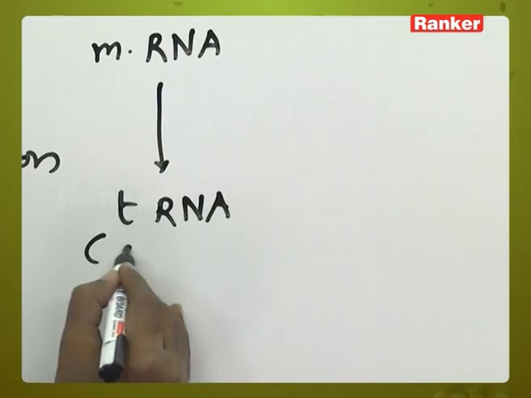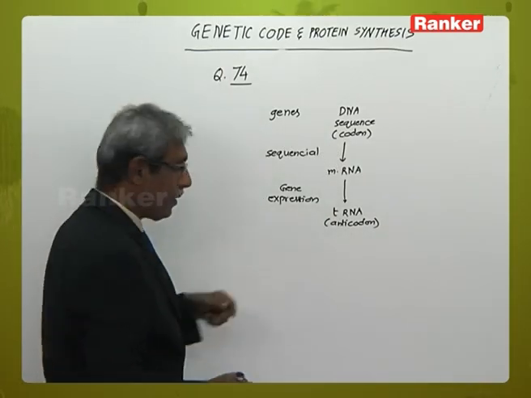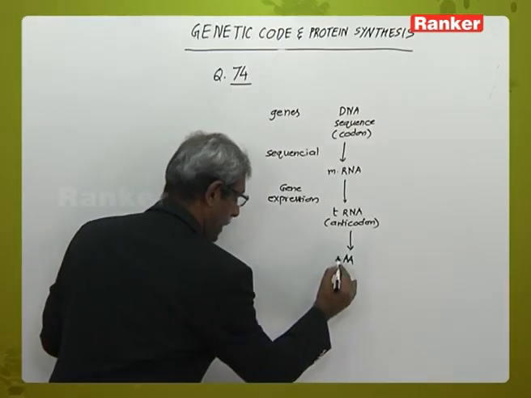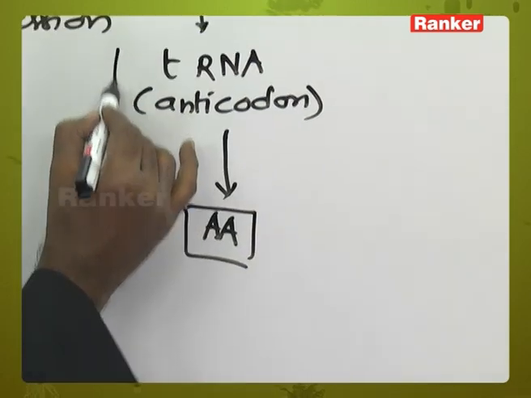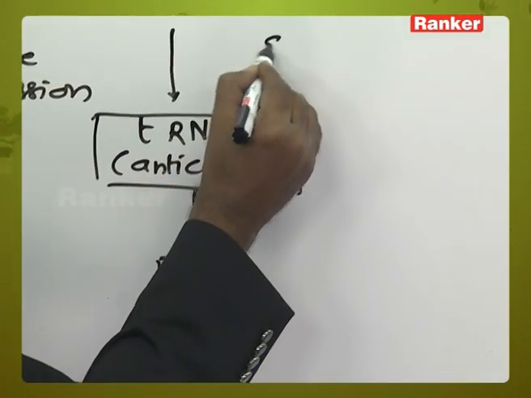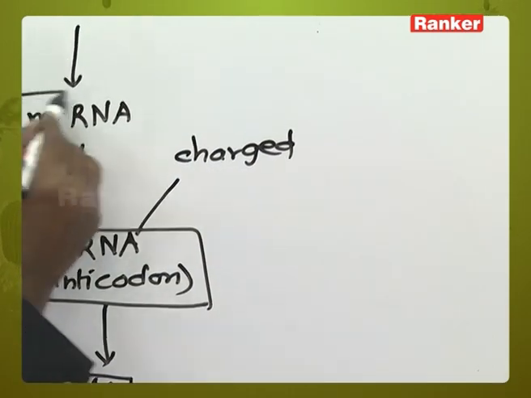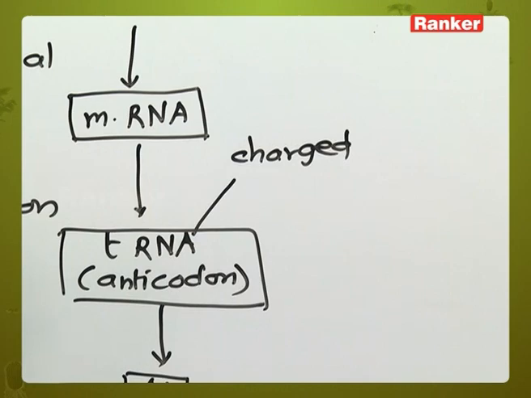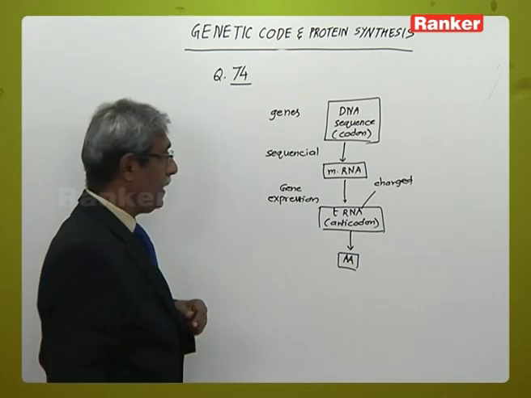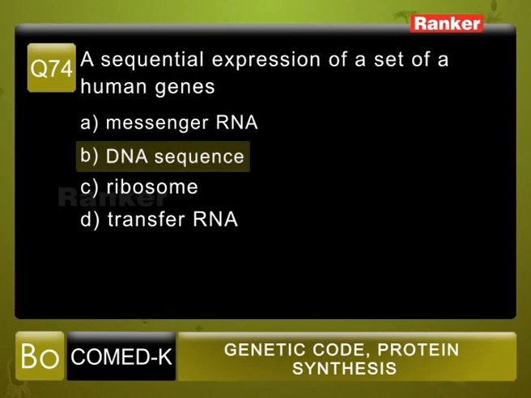The tRNA has the anticodon. The anticodon is specific to an amino acid. So, when an amino acid combines with the tRNA with an anticodon, the tRNA remains charged. The charged tRNA in turn recognizes an mRNA, which is formed from a codon sequence of the DNA. Hence, the key to the question is the DNA sequence. The answer is B.